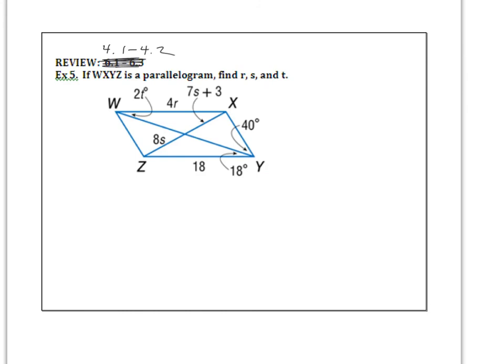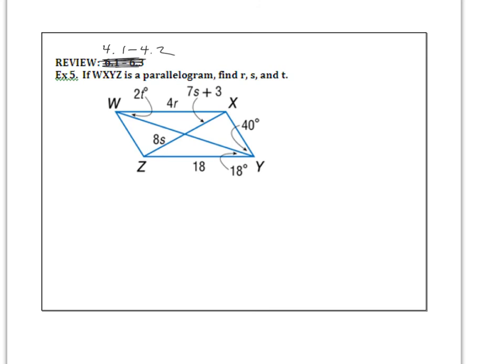Okay, these last 2 questions are review from 4.1 and 4.2. Will you please pause the video and try this example? So we need to find R, S, and T if WXYZ is a parallelogram.